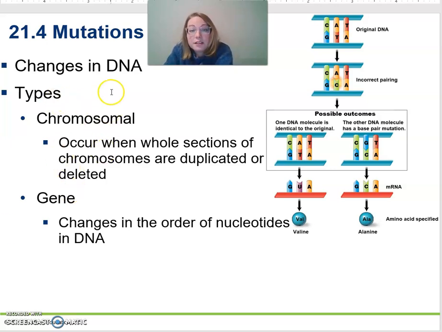Okay. And so there are 2 types of mutations. There's chromosomal, where whole parts of chromosomes are cut or duplicated. Not good. And then there are genes where you get the change of the nucleotide order in DNA. So there's several different options there. And what's really bad is if you make a stop codon where there's not supposed to be and the DNA stops.